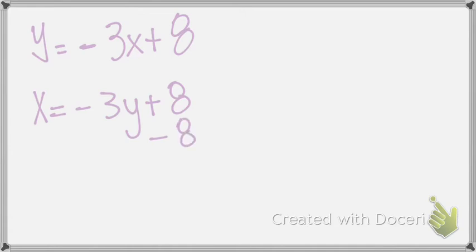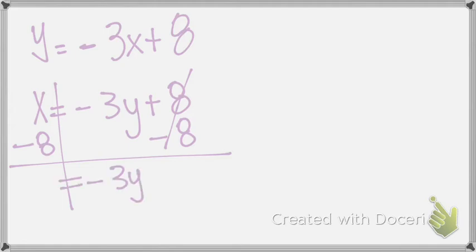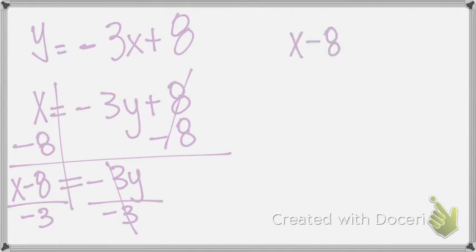We are going to first subtract 8 from both sides. Just like before, I cannot combine x and 8, so I simply bring it down. That's all I do. I bring it straight down. Now, to get rid of that negative 3, we must once again divide both sides. So we are left with x minus 8 over negative 3 equals y.